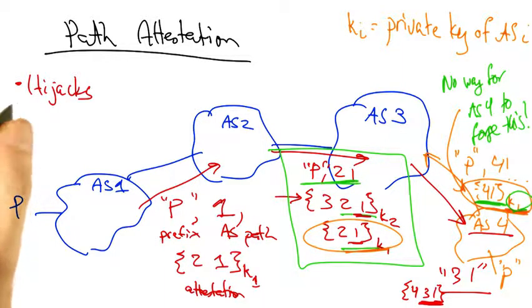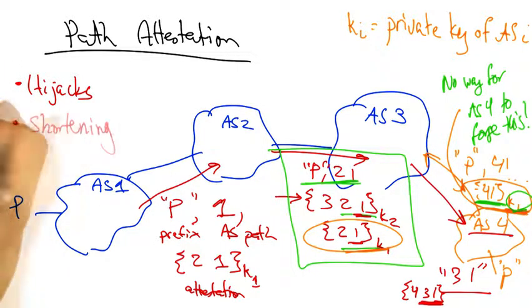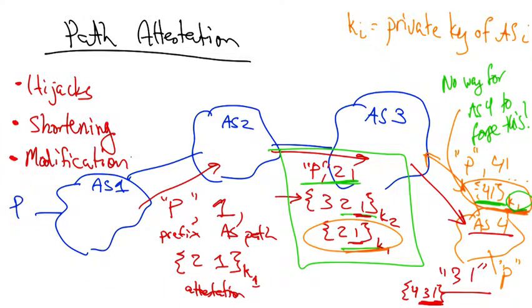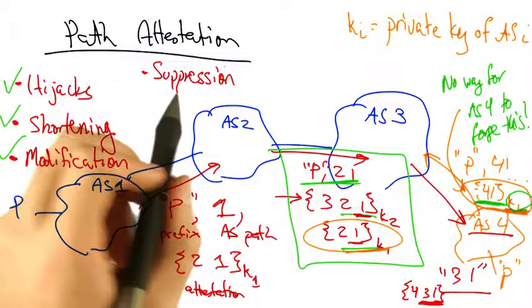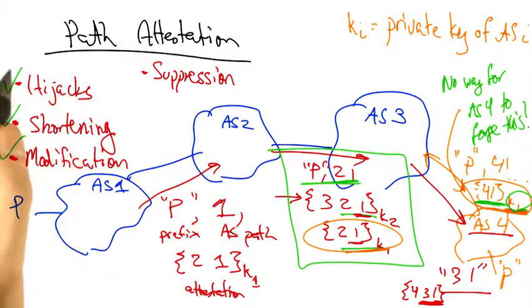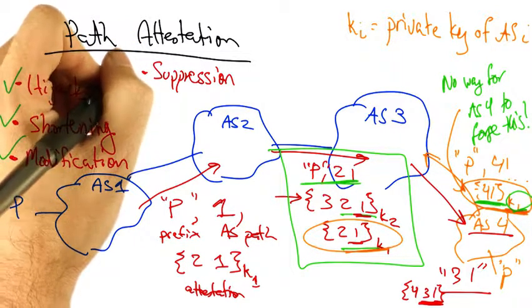So, these path attestations can prevent against some kinds of hijacks, as we've seen. They can prevent against these path shortening attacks, and they can also prevent against modification of the AS path. However, there are certain attacks that path attestations cannot defend against. If an AS fails to advertise a route or a route withdrawal, there's no way for the path attestation or BGPsec to prevent that kind of attack.